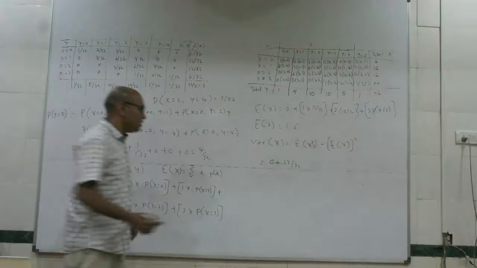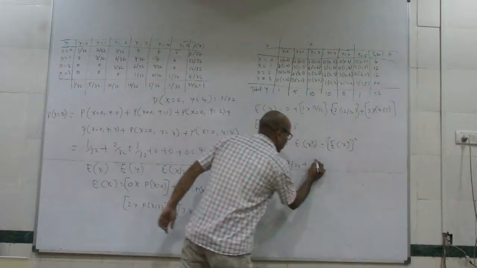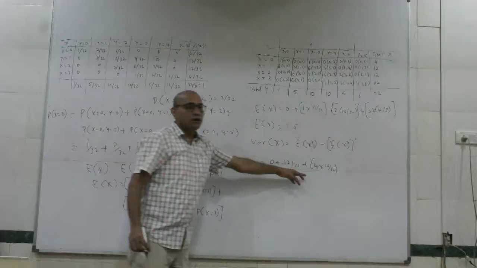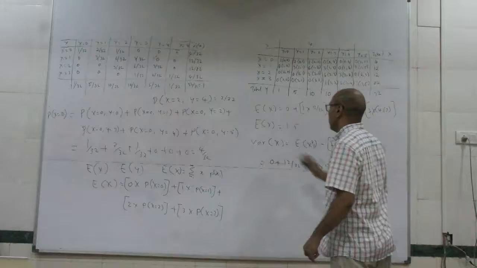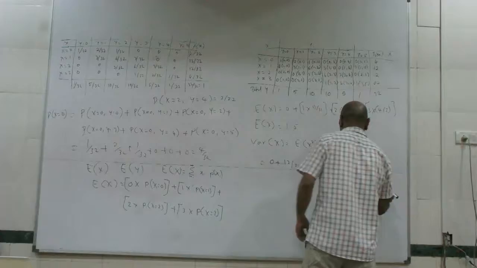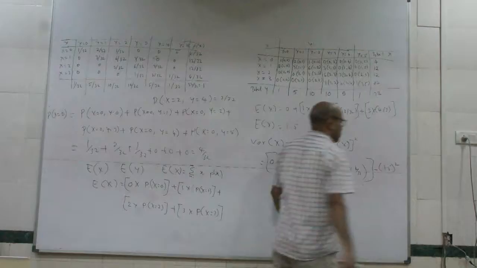Now my next value of x is 2. 2 square is 4, multiplied by 12 by 32, plus the next value is 3. 3 square is 9, multiplied by the probability of 3, that is 4 by 32. If I add all this and subtract expectation of x, which is 1.5, the whole square, since I've solved it, I know the answer is 0.75.